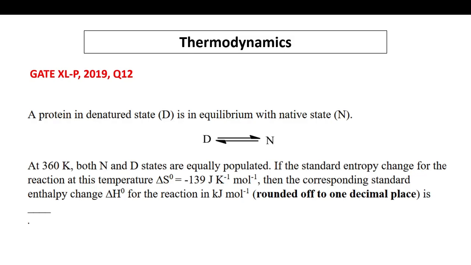which came in the year 2019 in chemistry XLP, GATE XLP, and the question number was 12. So it came for 2 marks.